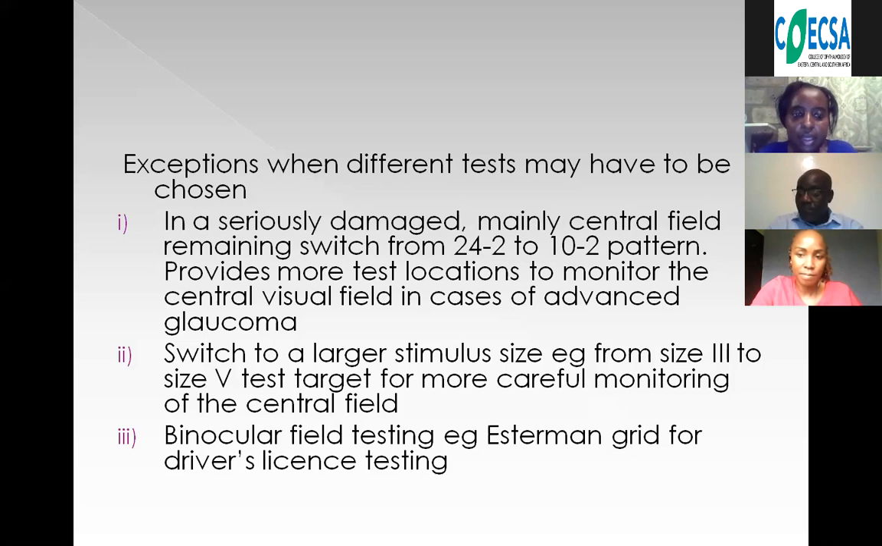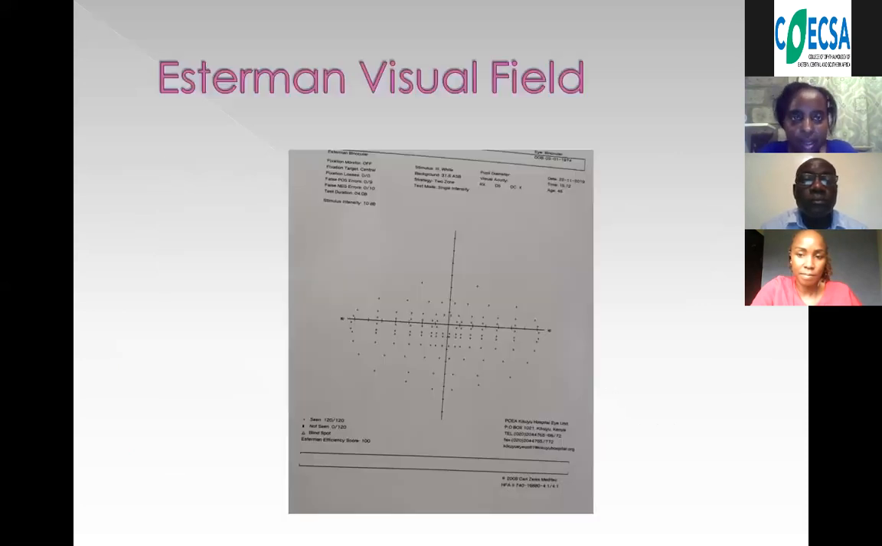And also, in binocular field testing, sometimes glaucoma patients are required to have a test to see if they're fit for driving. The binocular test is used because in some cases the eyes have really constricted fields, and if the patient really wants to drive, you may consider doing an Esterman, which is a binocular test. So that is how the Esterman visual field looks like. It's also on the Humphrey, testing the horizontal all the way to 130 degrees and the vertical as well.